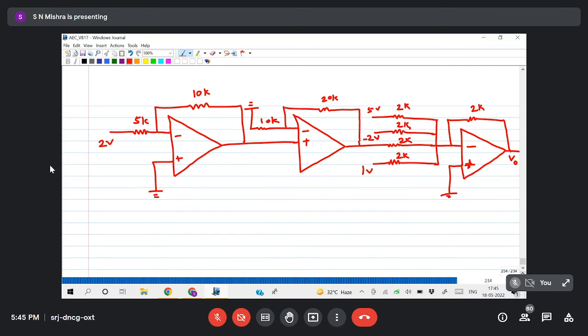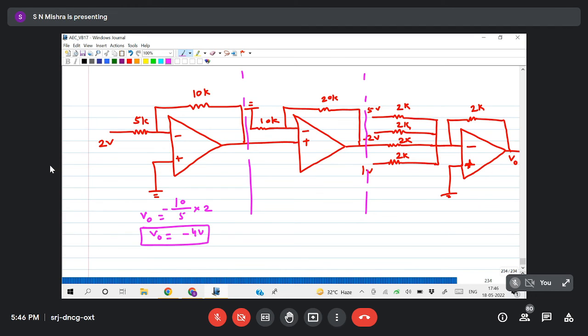See, how you will solve, those who have not solved. You have to divide this into 3 parts. So this is part 1, this is part 2, this is part 3. The first one is an inverting amplifier. What is the formula for inverting amplifier? Minus Rf by Ri into Vi. So here 10k divided by 5k into 2 with negative sign. So how much will we get? Minus 4 volt. Have you got this one?